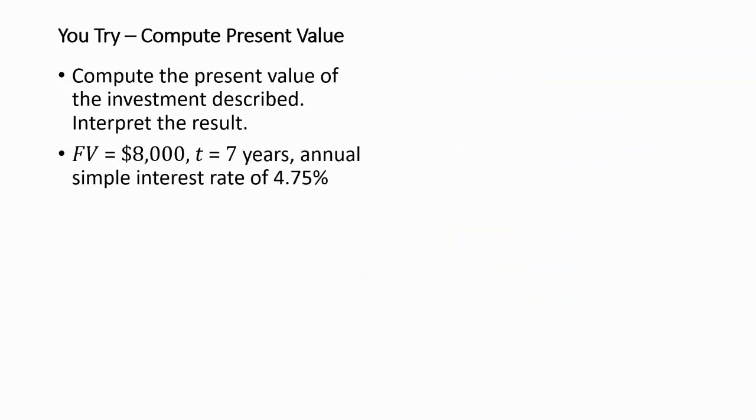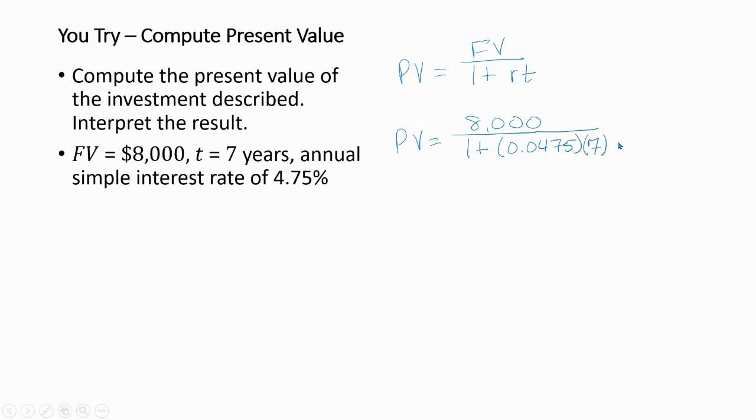All right, last example. I'll give you a second to do this one, and then we will come back and compare notes. Okay, present value, once again, is equal to the future value over 1 plus the rate times the time. So for this problem, present value is equal to a future value of 8,000 and a rate of 0.0475, and the time is 7 years.